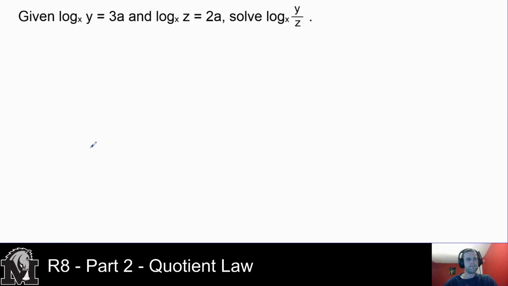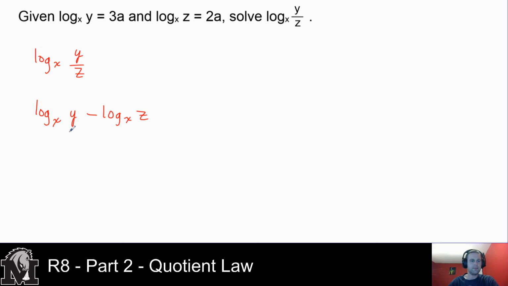One last example. Given log base x of y equals 3a and log base x of z equals 2a, solve log base x of y over z. So log base x of y over z. I have log base x of y, and I have log base x of z, but not with them together. So let's expand this to be two separate logarithms. Log base x of y minus log base x of z.